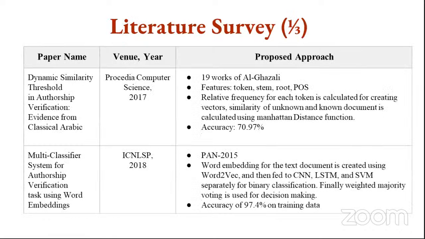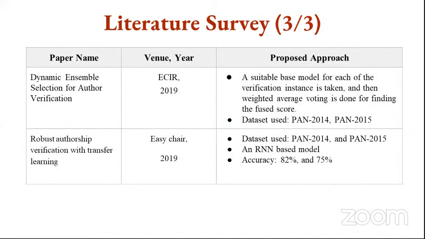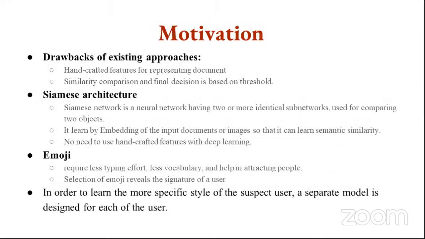There are many existing works available, but very few of them use deep learning techniques. In this particular work, we have developed a deep learning based architecture for solving the authorship verification problem. The problem is that handcrafted features are very difficult to generate, because identifying the style of a particular person by extracting features is very difficult. Handcrafted features for representing a document are hard, and we have to somehow find the similarity between the known document and the unknown document.